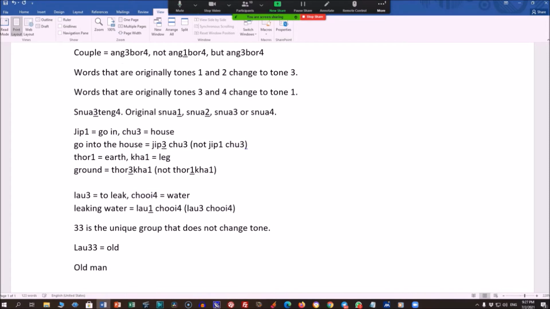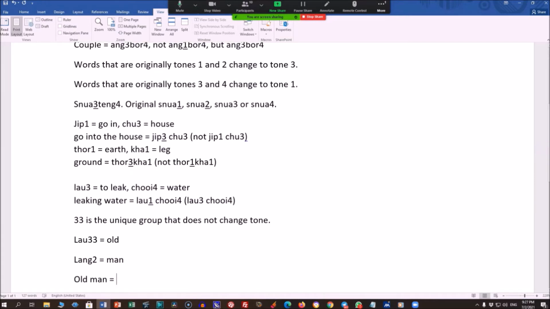For example, the word lao means old, and lang is man. So old man. To say old man, we say lao lang, and here the tone number remains the same. Three. Yes, you're right. 3-3. It is still 3-3 here. So the word lao doesn't change its tone. No matter where you put it, it remains lao. And because of that, we number it as 3-3.